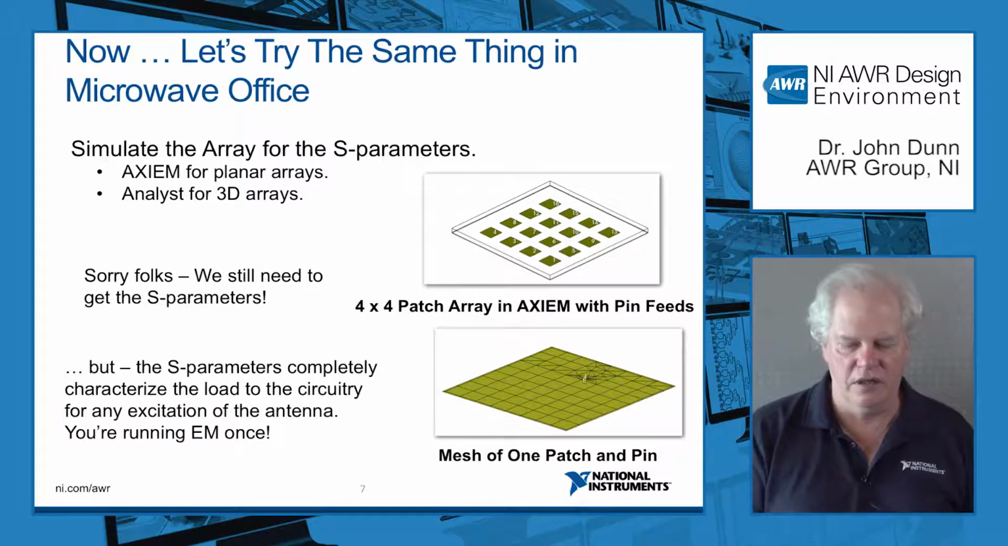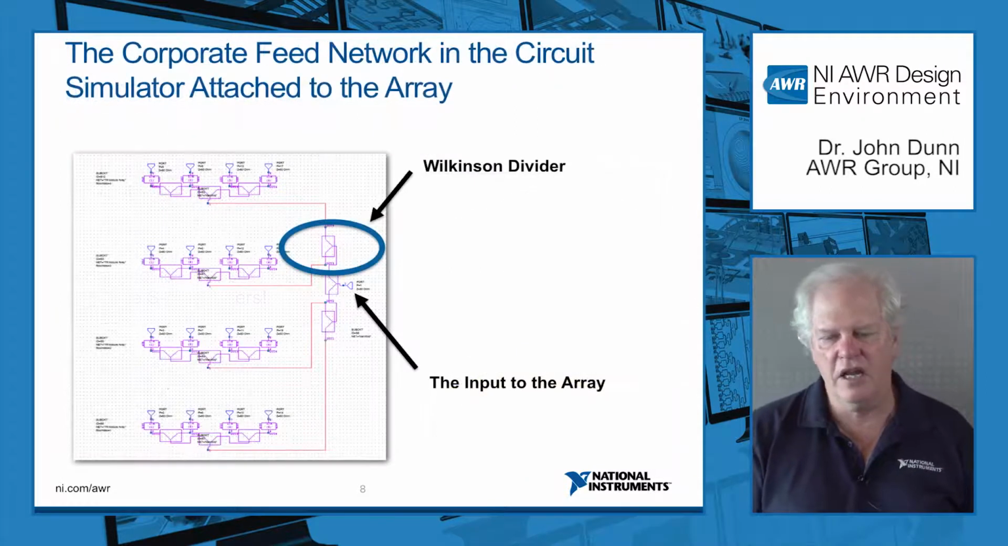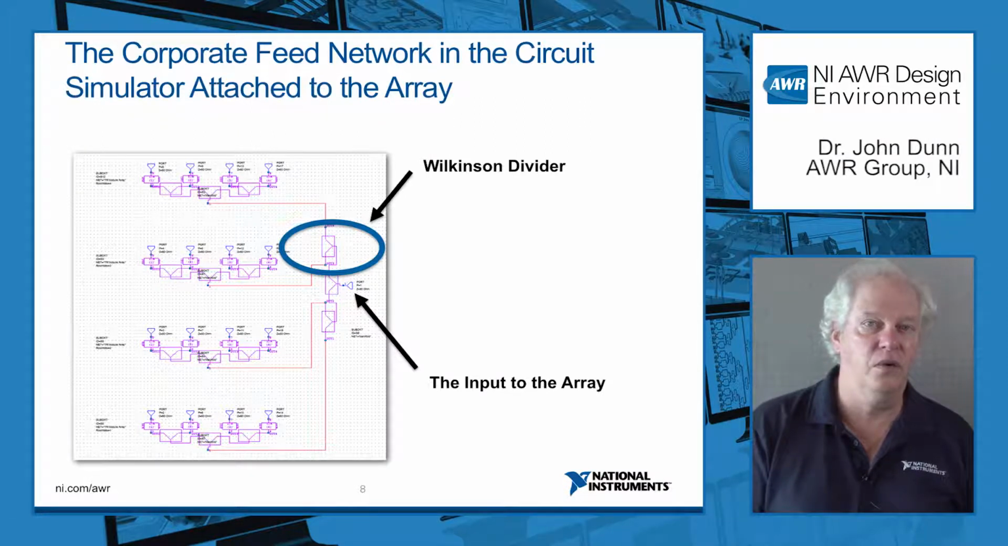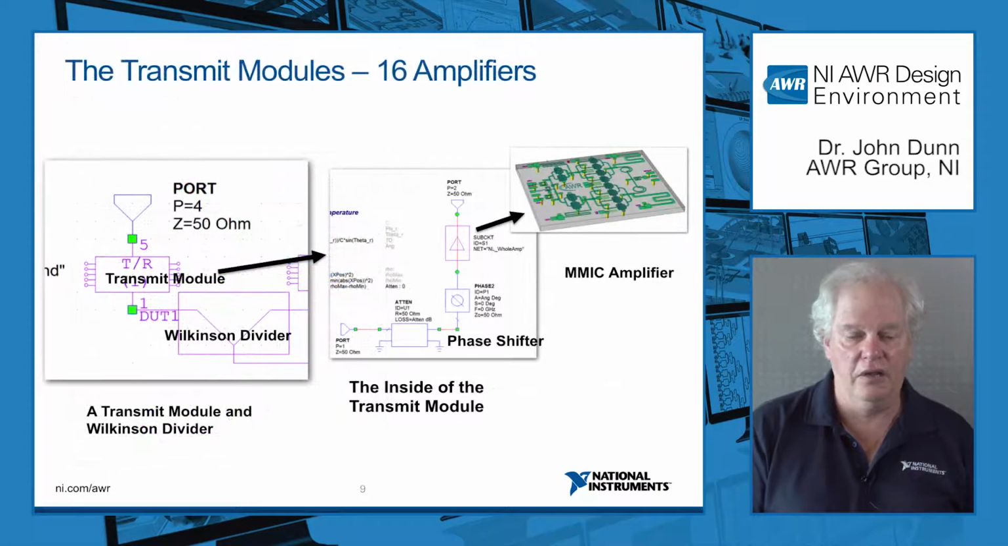So we've got the antenna array, and then the next step is we go into the circuit schematic and we build up our, in this case, our feed network feeding the antenna. In this example here, you can see on the right the input to the array. This is a simple harmonic balance port. We're putting in a certain amount of power. And then we start splitting things out, and you can see I've circled one of the Wilkinson dividers. There's several of these so that we eventually get down to the 4x4 array elements.